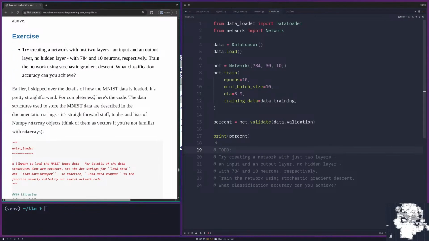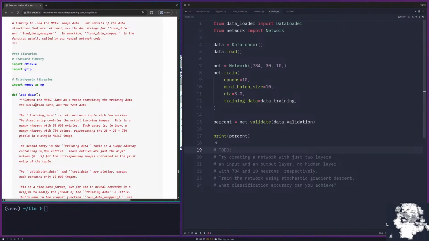Earlier, I skipped over the details of how the MNIST data is loaded. It's pretty straightforward. For completeness, here's the code. The data structures used to store the MNIST data are described in the documentation strings. It's straightforward stuff, tuples and lists of NumPy ndarray objects. Think of them as vectors if you're not familiar with ndarray.